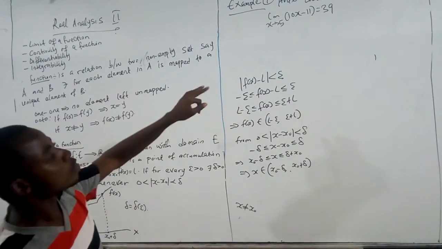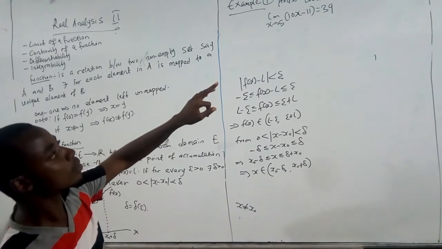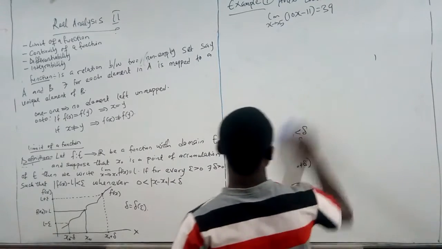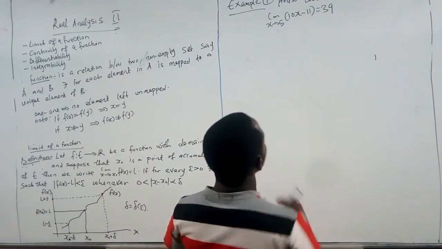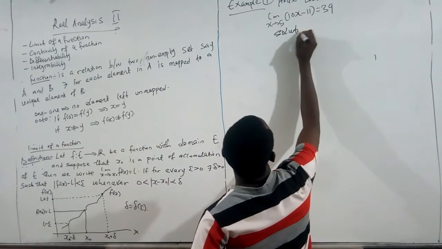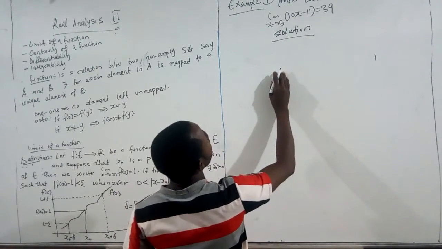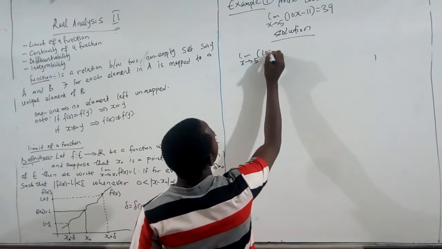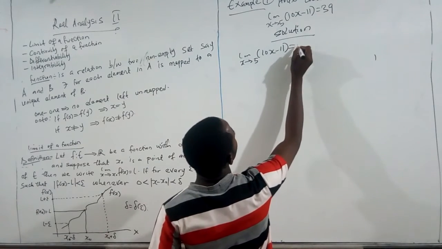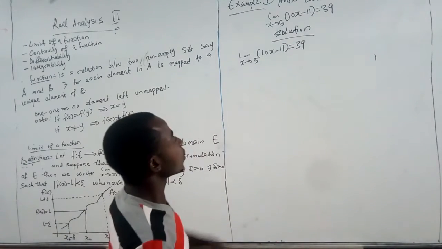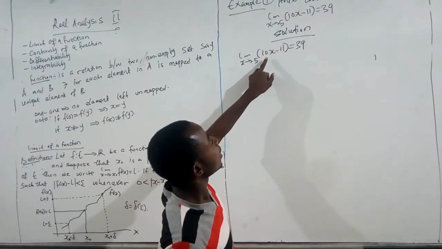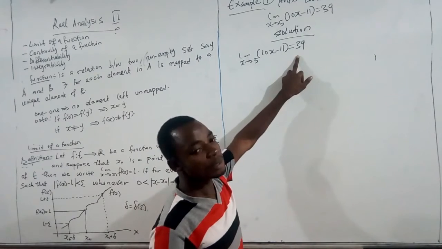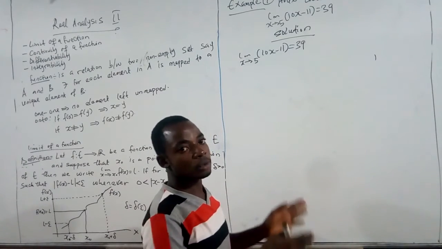So therefore, the example is given. Prove that the limit as x tends to 5 of 10x minus 11 is equal to 39. So we have to show this using the epsilon-delta definition. So we say now, solution. We need to show the limit as x tends to 5 of 10x minus 11 is equal to 39. When you test, when you take 5 here, you get 5 times 10, which is 50. 50 minus 11 is the same thing as 39.